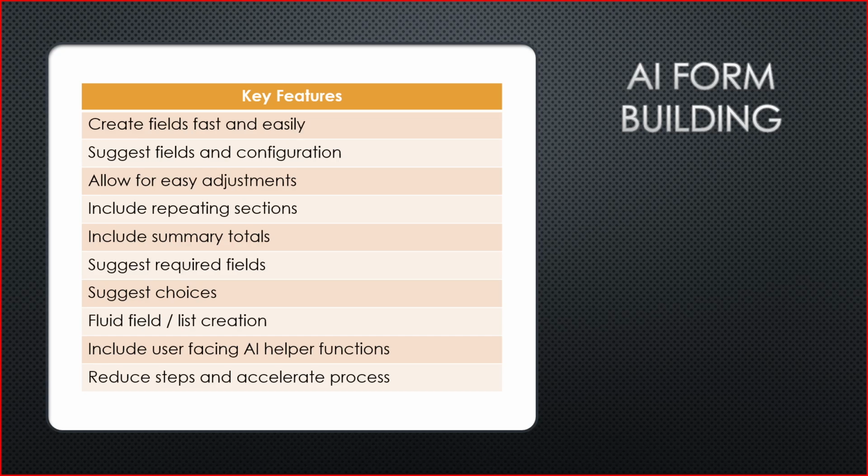And it's not enough just to suggest fields and types of fields. We want it to actually do granular configuration as well, which means if it's a choice field, we want it to suggest the choices in the field. We want all that to happen automatically. All this needs to happen in a very fluid and intuitive manner where it's very easy for us to work with it, make adjustments, and proceed down the path.